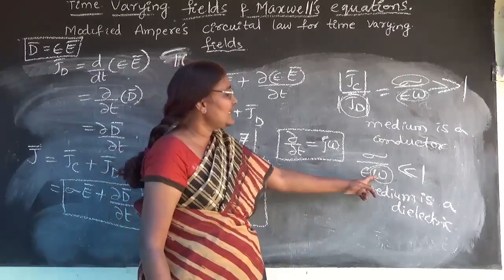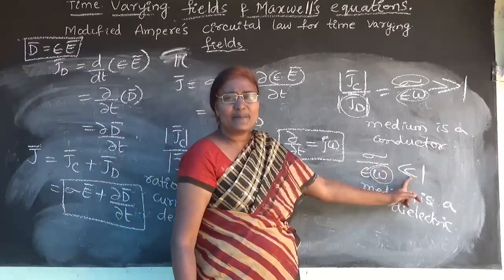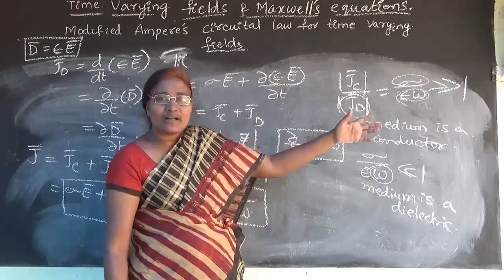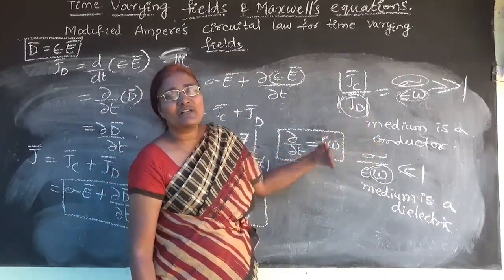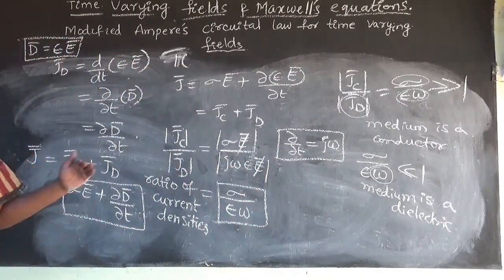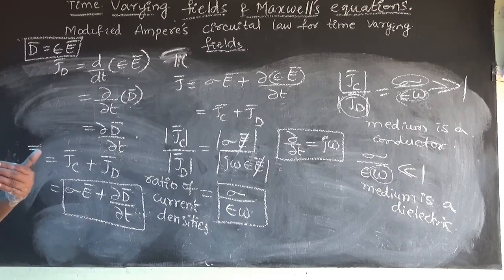If omega is very high, then this ratio will become very very less than 1, and whatever you thought of as a conducting medium will become the dielectric medium. So this ratio is very useful while you are dealing with the problem. So let us see one problem.